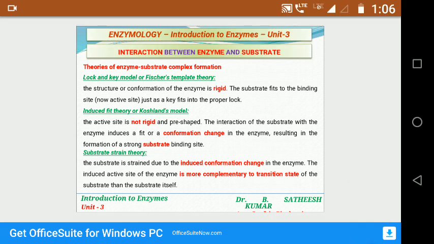Actually, there are three different theories to explain the mechanism behind the formation of the enzyme substrate complex. Each one tries to explain how the substrate interacts with its active site on a specific enzyme. Out of the three theories, the first theory is the lock and key model proposed by Fisher. This is also known as Fisher's template theory.